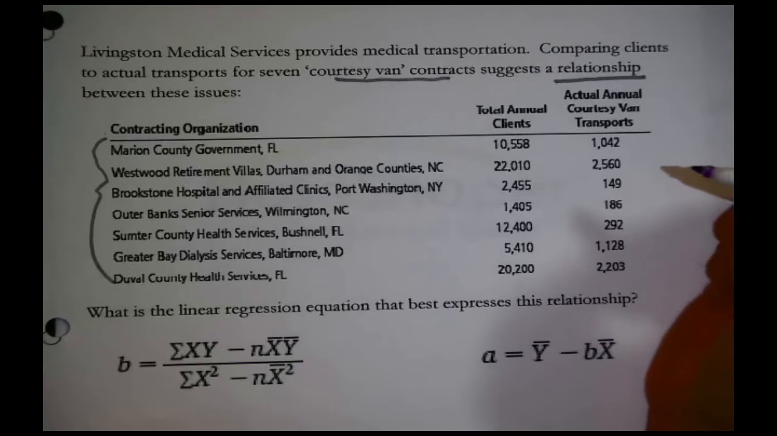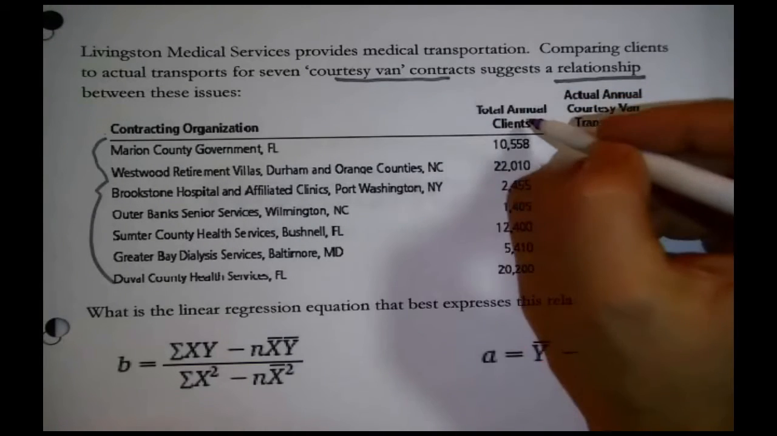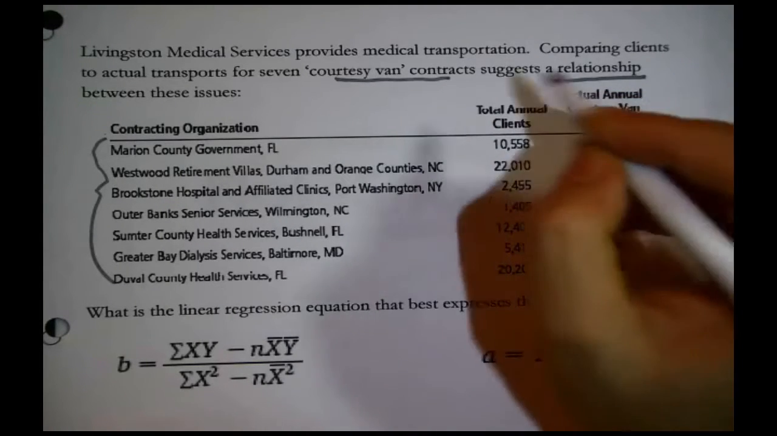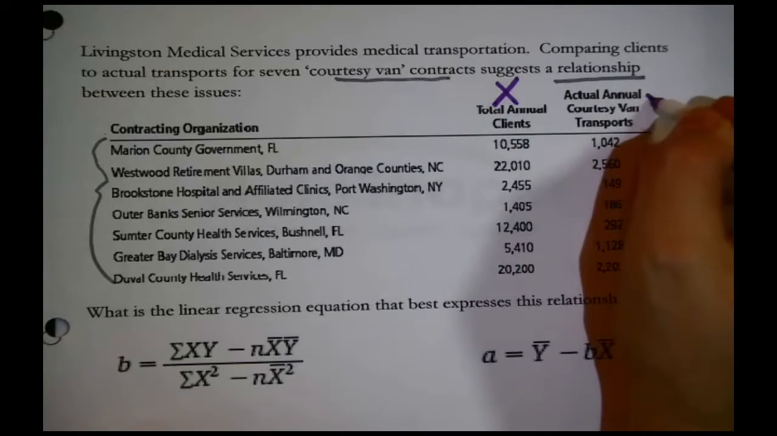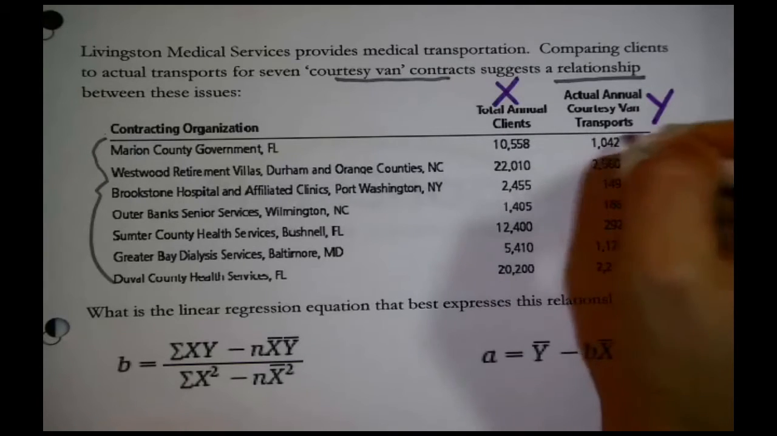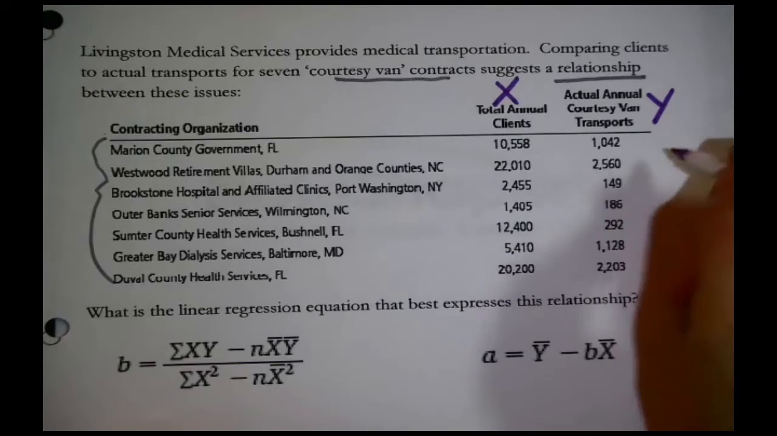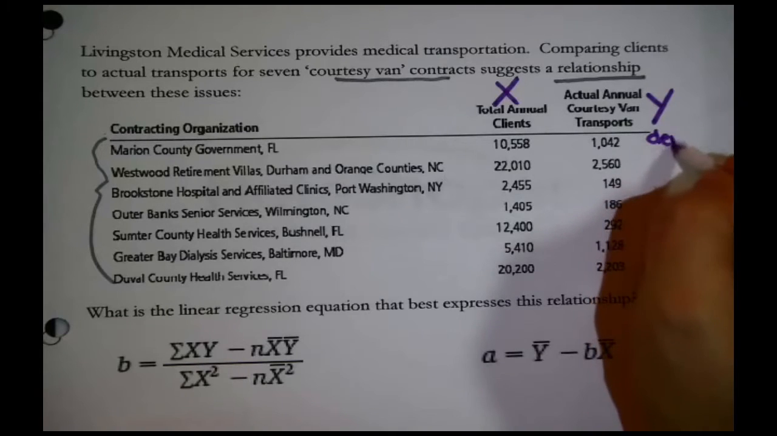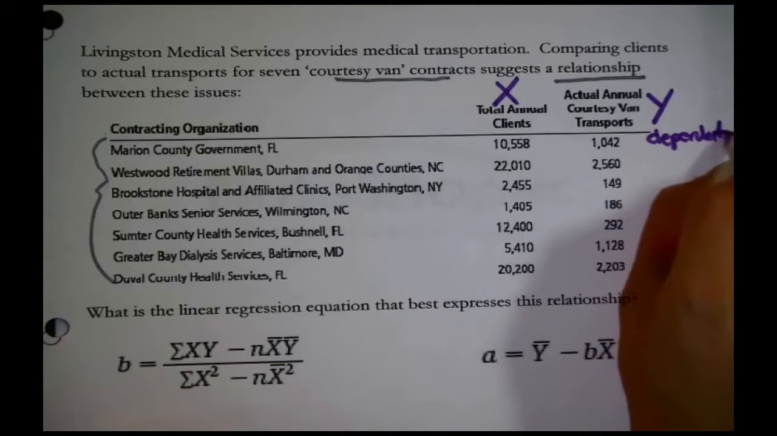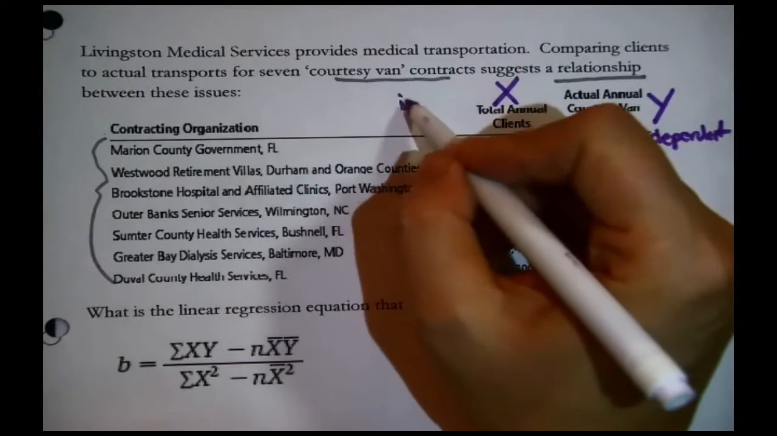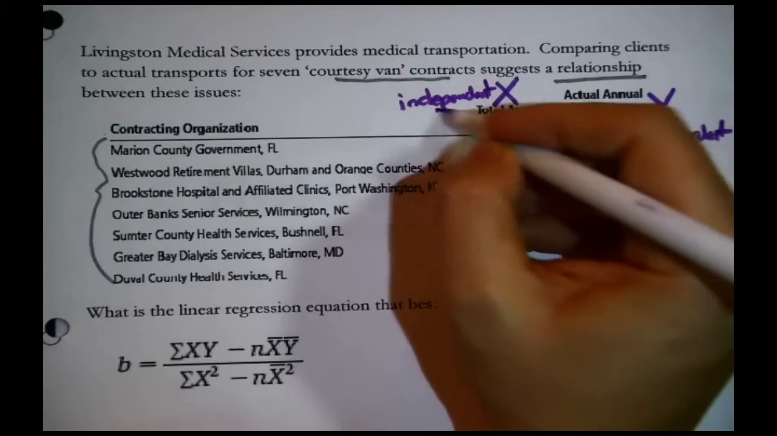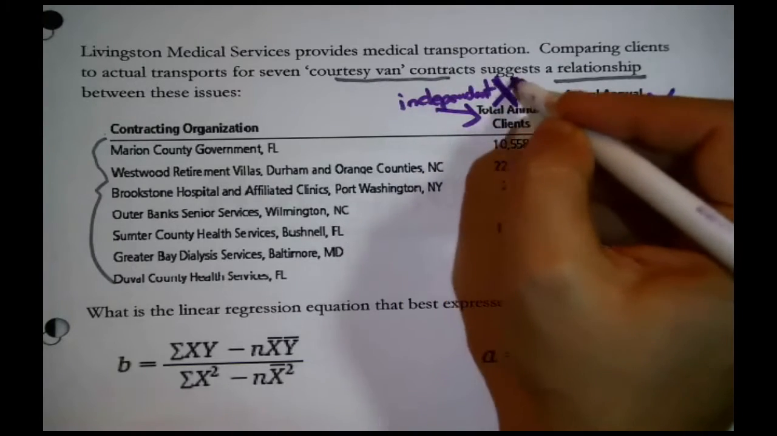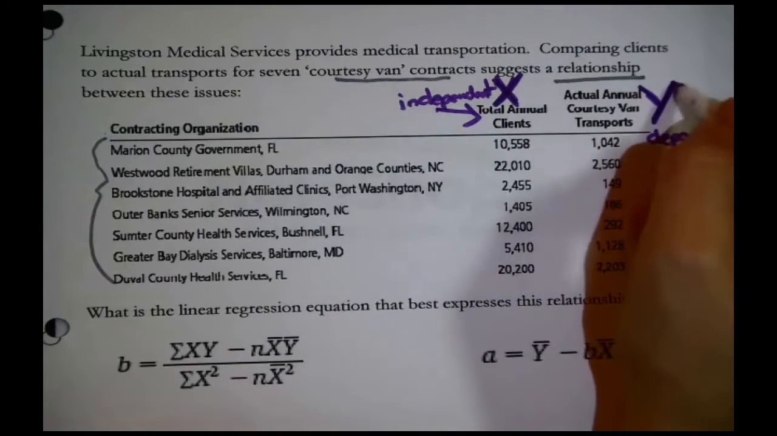I see their hypothesis. The number of clients that are served is at least partially responsible for the actual number of van transports they have to provide. So that would make this the dependent variable and this one the independent variable. More importantly, this becomes the X and this becomes the Y.